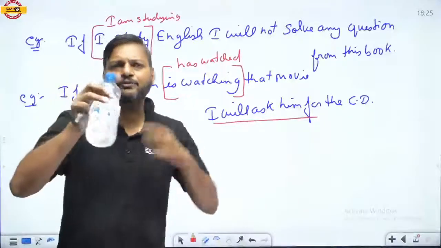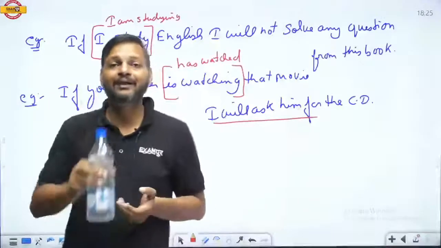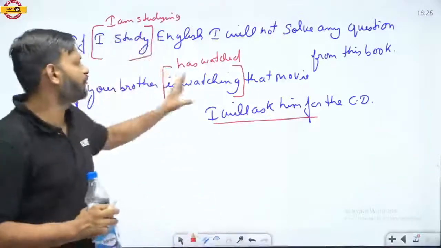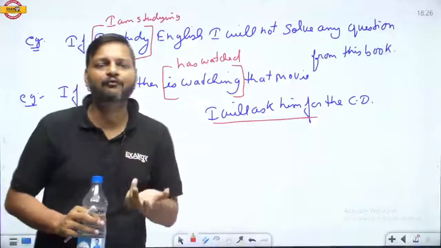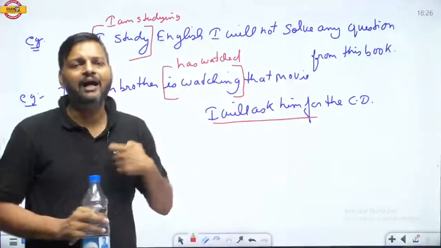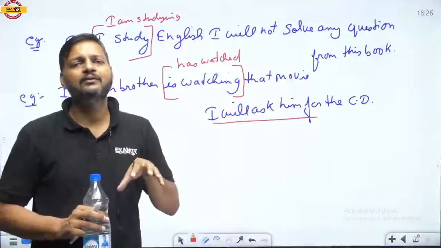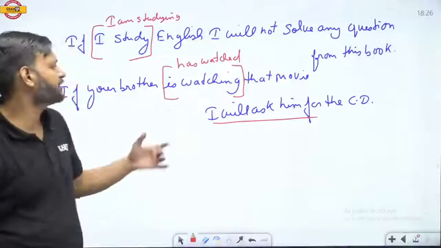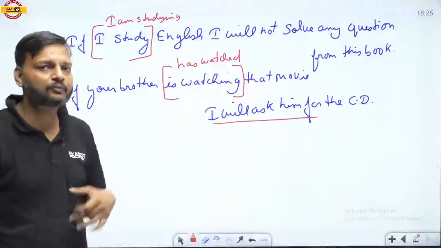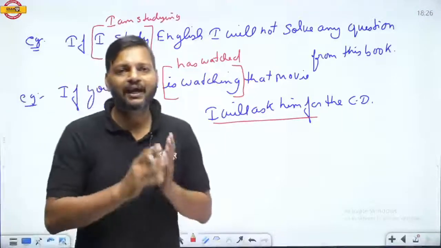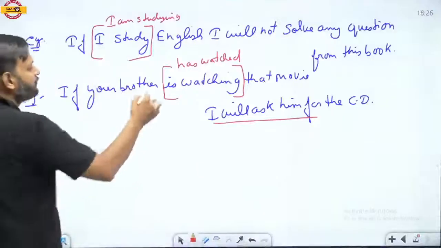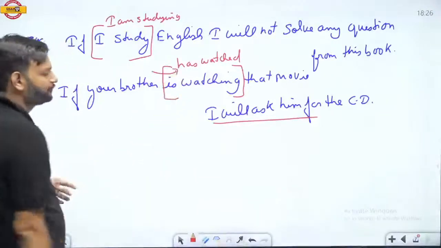Because if you are drinking and I ask for the bottle, you'll say, let me drink first. Can't you see that I'm drinking and you're asking me for the bottle? You'll say, let me finish drinking. Then only I'll give you. So if someone is still watching the movie, how can I ask him for the CD? I will ask him for the CD only when he has finished watching the movie. So that's why this sentence should be in present perfect tense, because present perfect tense shows that the action has been completed. That's why you have to use present perfect tense in this sentence. Right?